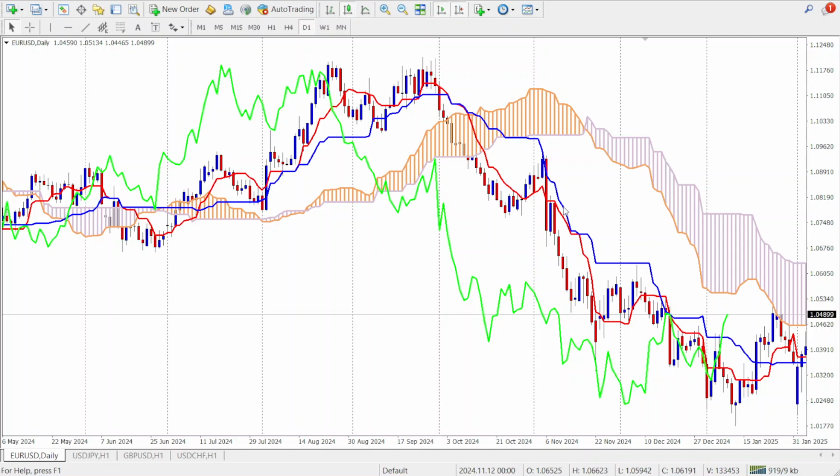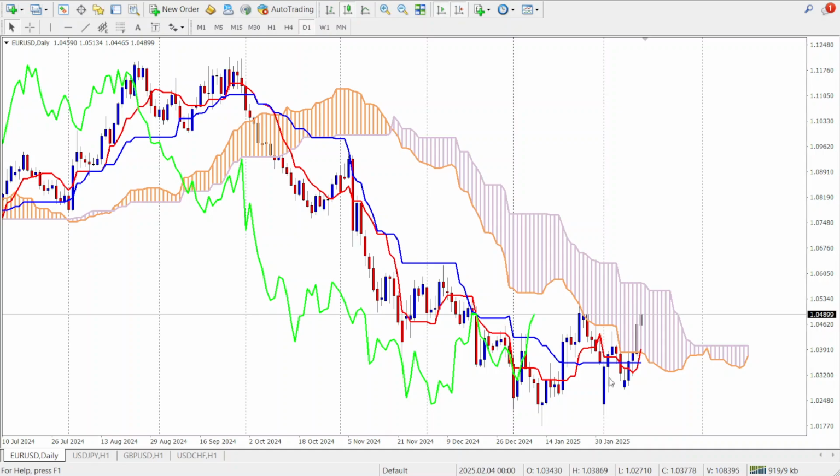For example, the Tenkan-sen is this red line, which is the conversion line, and the Kijun-sen is the baseline. When they interact, it can show momentum shifts. The Tenkan-sen crossing below the Kijun-sen shows a shift in momentum from bullish to bearish. And when the Tenkan-sen crosses above the Kijun-sen, it shows a shift from bearish to bullish momentum.